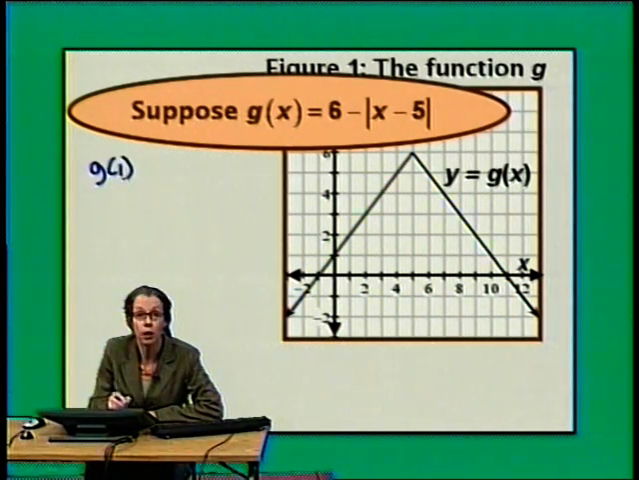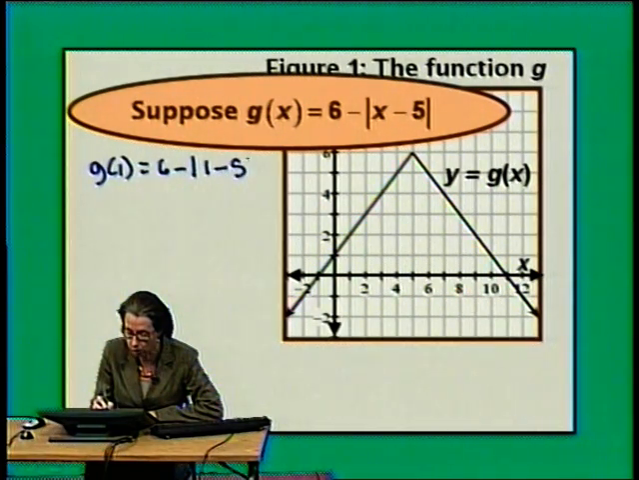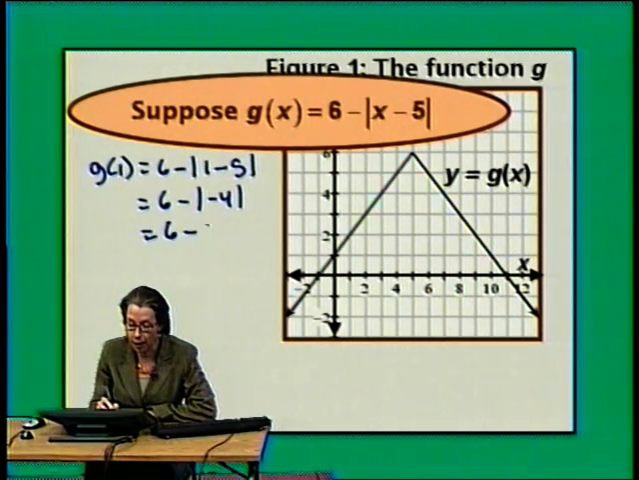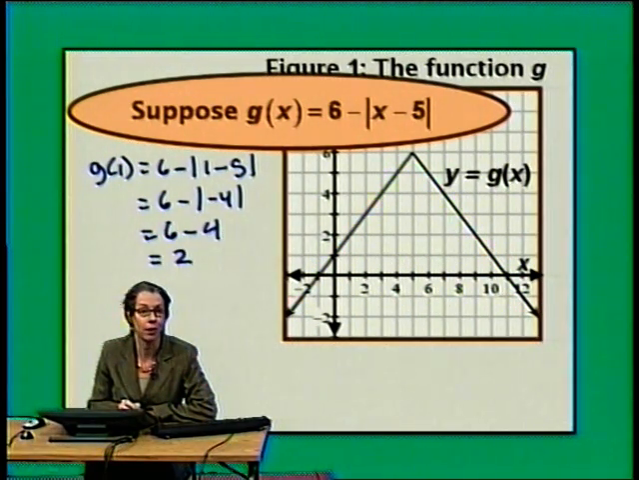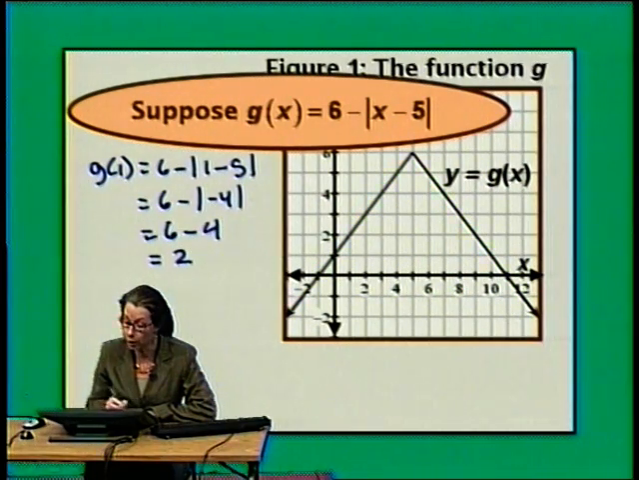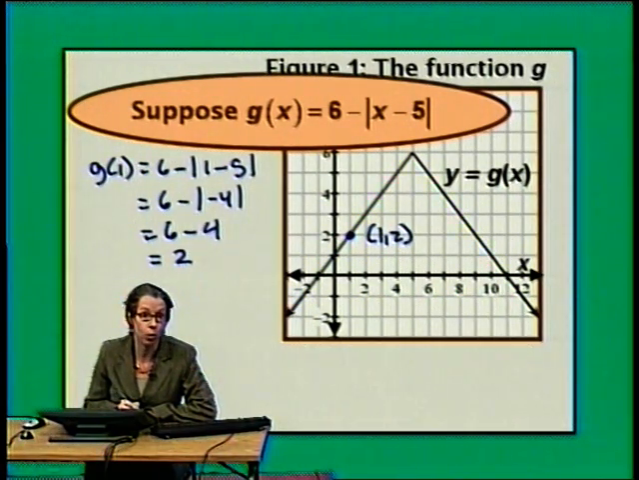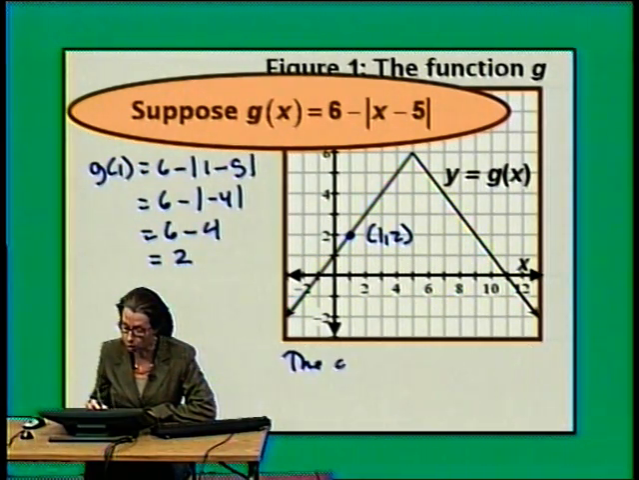According to the formula, g of 1 is going to equal 6 minus the absolute value of 1 minus 5. I just dropped in a 1 for x. The absolute value of 1 minus 5 is the absolute value of -4, and this equals 6 minus 4. 4 is the absolute value of -4, and that equals 2. How can I confirm this using the graph? Well, let's look at the ordered pair where x equals 1. Indeed, the y-coordinate is 2. So to confirm, the ordered pair (1, 2) is on the graph.